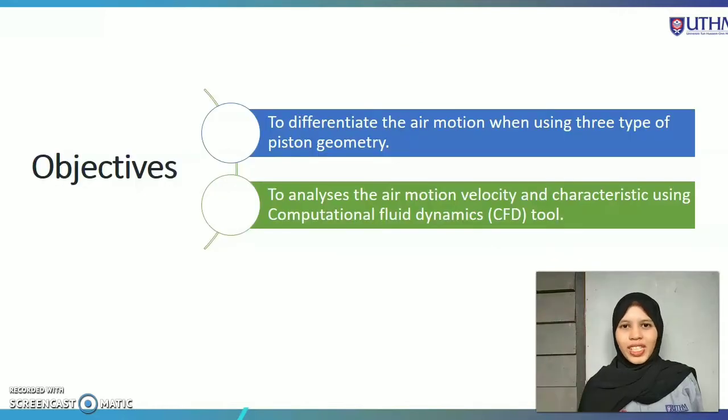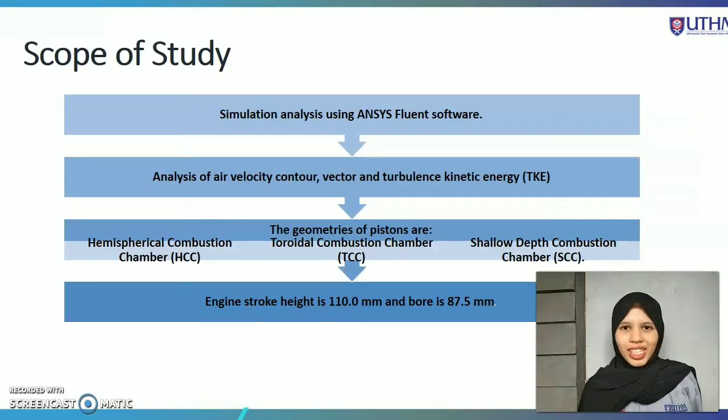The objective of this case study: first, to differentiate air motion by using three types of piston geometry. Next, to analyze the air motion by using CFD tools. The scope of the study is the simulation conducted by using ANSYS Fluent. Then, the airflow will be analyzed based on velocity, characteristic vector, and TKE. And finally, the piston geometries that will be used are hemispherical, toroidal, and shallow depth combustion chamber.